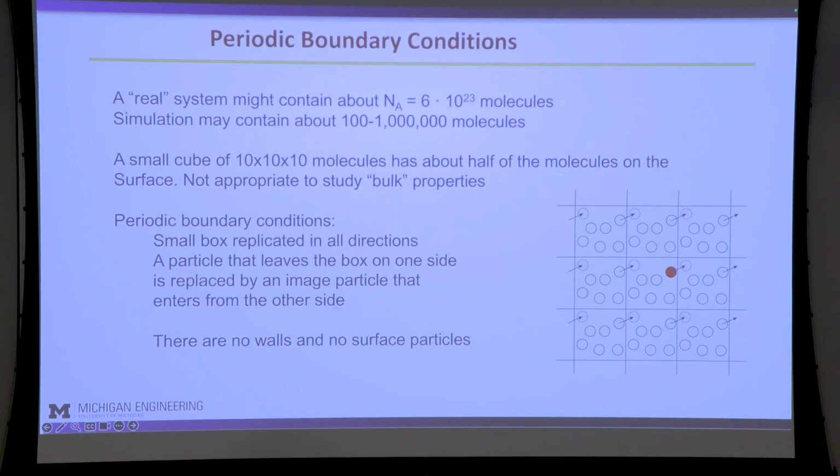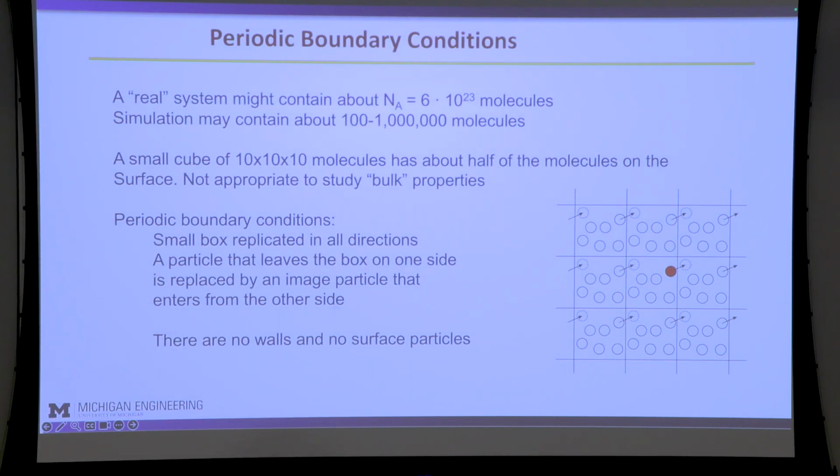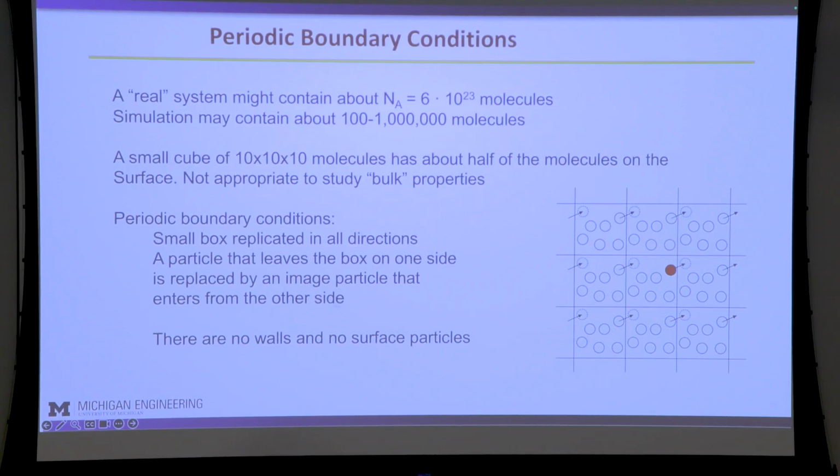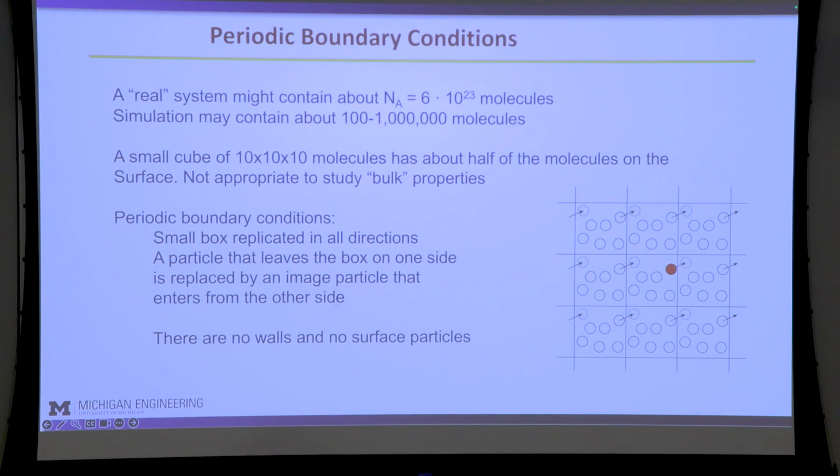molecules, there's about half of the molecules on the surface. So what happens is that if it's too small, the molecules will go on the surface, on the walls, and they don't interact with each other either. And so what we do is periodic boundary conditions. You just replicate this initial box around. So the small box is replicated in all directions. A particle that leaves the box on one side is replaced by the image coming in from the other side. So if the red one leaves here, you have this one, okay, that is coming in from the other side. And so basically there are no walls and no surface particles in these things.